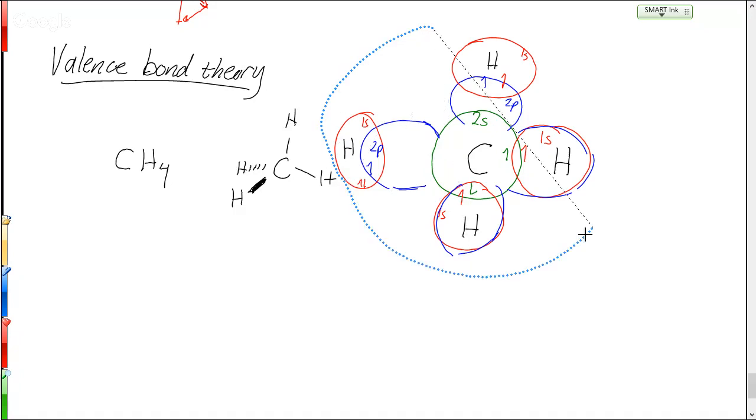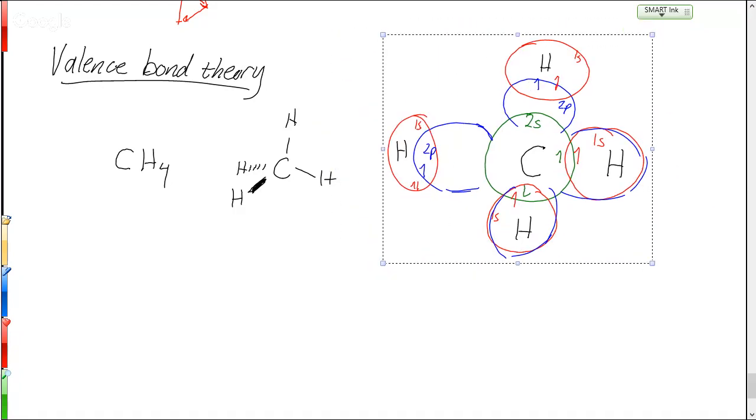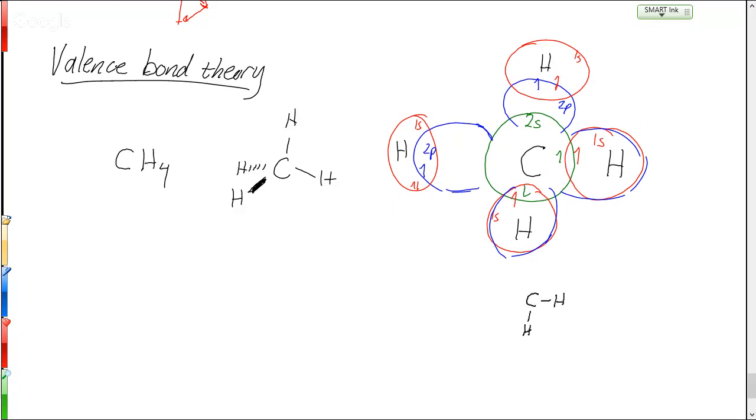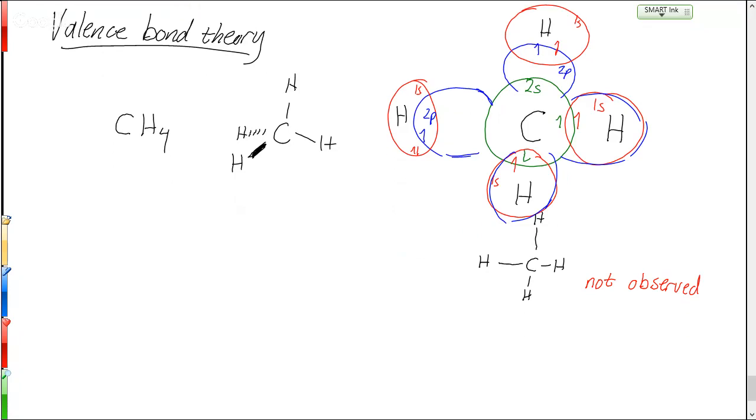Move this over a little bit. So this would be a planar structure with 2 short bonds and 2 longer bonds. And that is not what we see. That's not the structure that we observe. So we need to change our theory a little bit, or edit it a little bit, to describe how s and p orbitals and their arrangements can still make up a nice tetrahedral structure like we observe. And it's explained by something called hybridization.